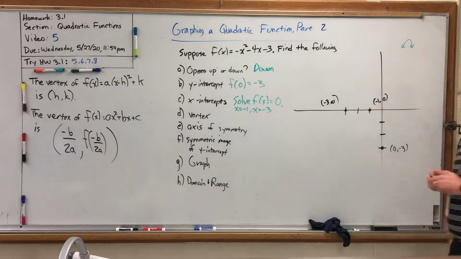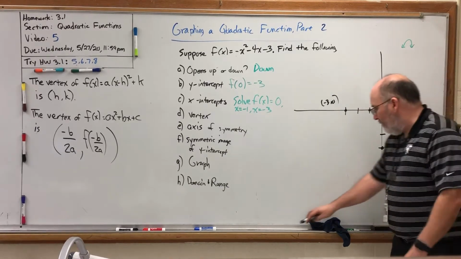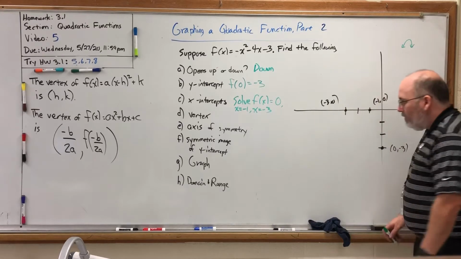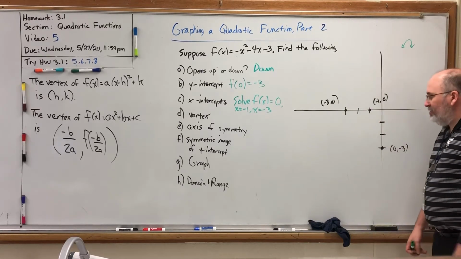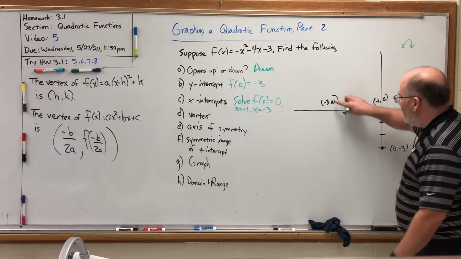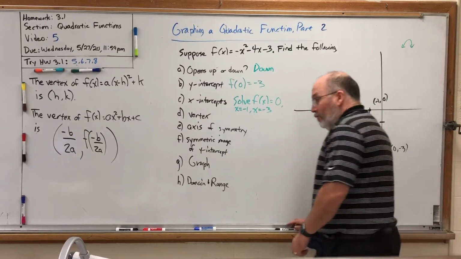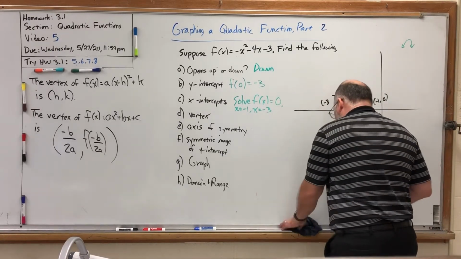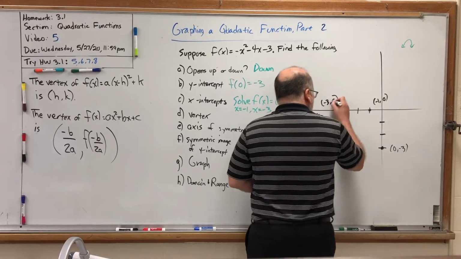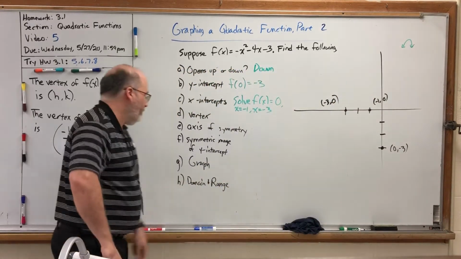I know the x-coordinate of my vertex. Remember when we developed the formula a few videos ago? The idea was to average the x-intercepts. I already know the middle of these x-intercepts, but I will do the formula nonetheless, because sometimes when you're finding the vertex, you don't have the x-intercepts handy.